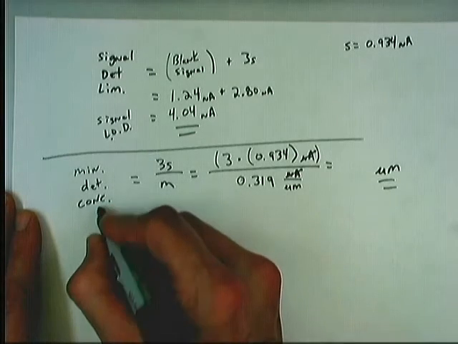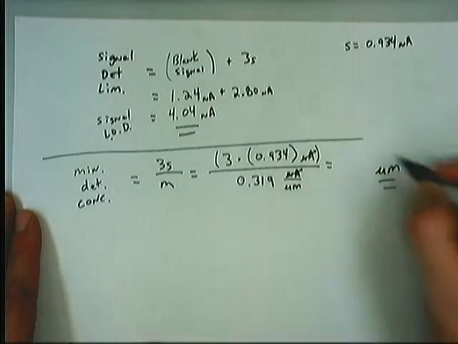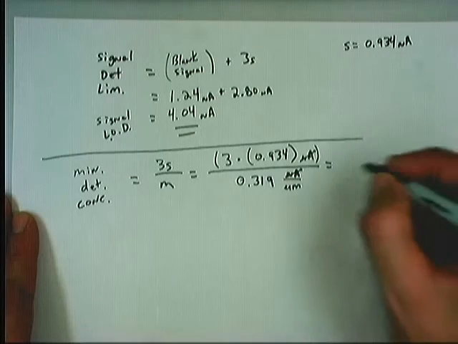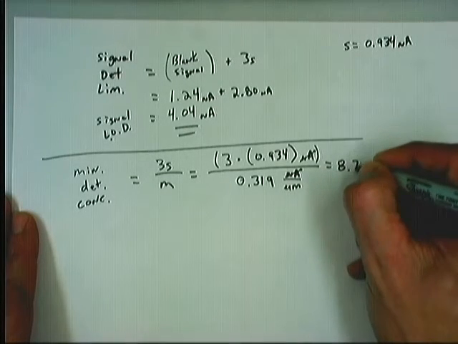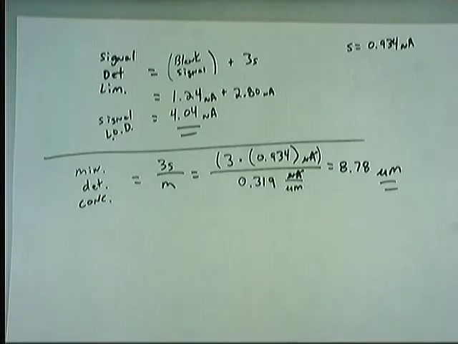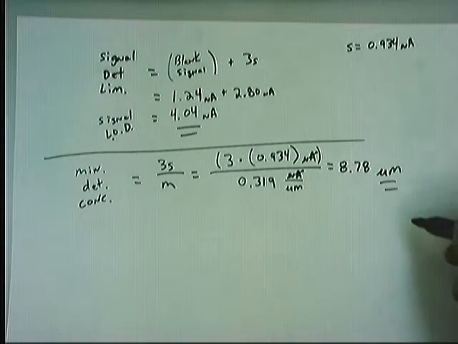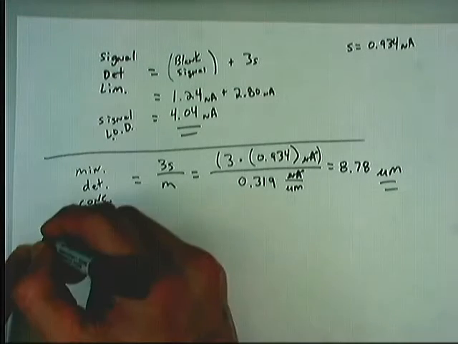So you see when I'm calculating my minimum detectable concentration, the units should work out to yield a concentration unit, and here it does. So if I do the math on this to find my limit of detection, based on my calculator work here, looks like that limit of detection works out to be right about 8.78 micromolar. So if the concentration is above that, I can reliably detect it. If it's below that, I cannot reliably detect it. So that's my minimum detectable concentration.